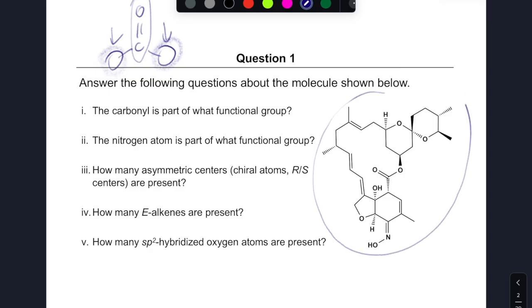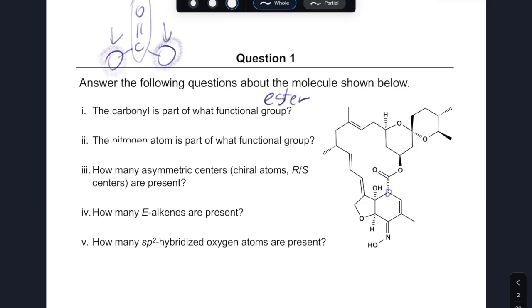So if you look through this molecule, carbonyl is right here. That is not a carbonyl. That is a carbon double bonded nitrogen. This is my carbonyl. If that's my carbonyl, carbonyl is part of oxygen on one side, carbon the other. That is an ester functional group.